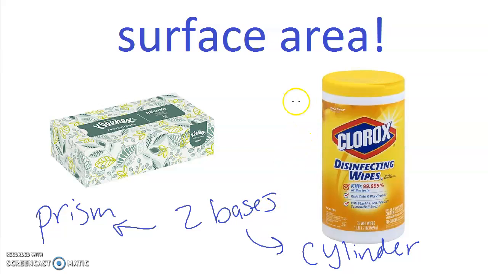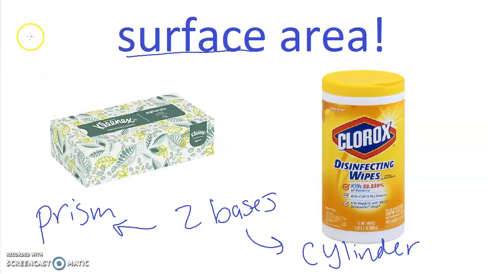Now, we're going to be talking about surface area today. Usually when we think about the word surface, we think about the outside of something. And area usually has to do with a certain amount of space. So for surface area, we're going to combine these two things together. We're going to talk about the space around the outside of a figure, like in this example of a prism, a Kleenex box. What would constitute the surface area?